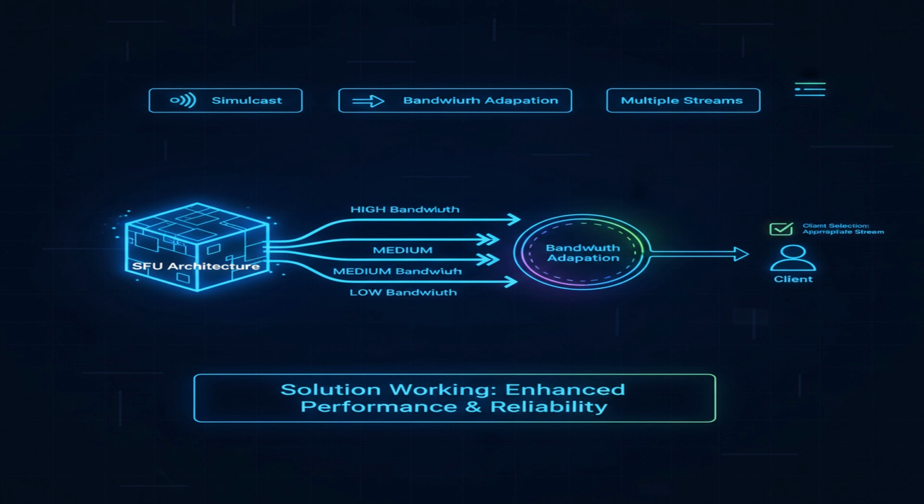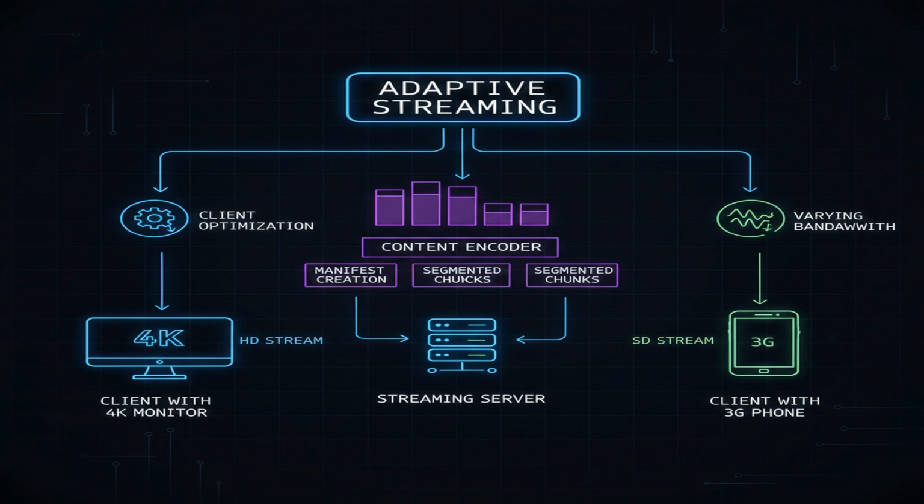Now that we've established the SFU architecture, let's enhance our system's ability to handle varying network conditions. To achieve this, we'll implement simulcasting. Simulcasting allows the SFU to adapt to each participant's bandwidth.